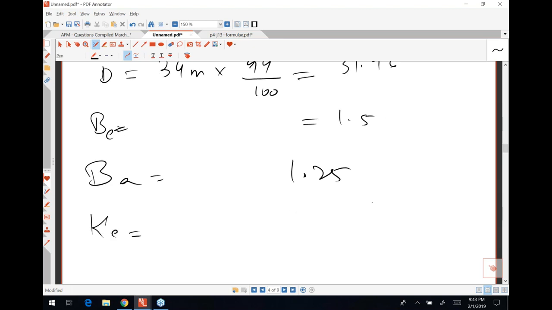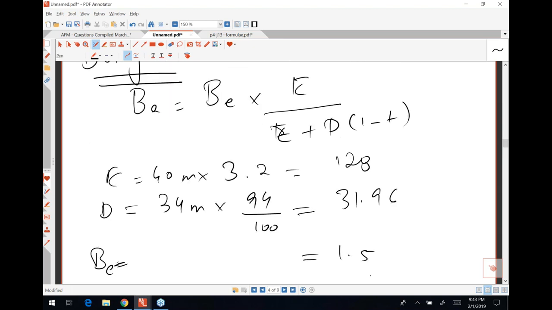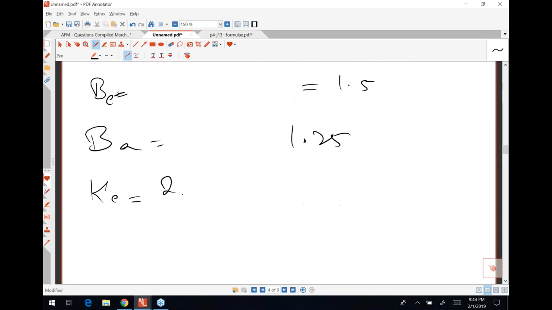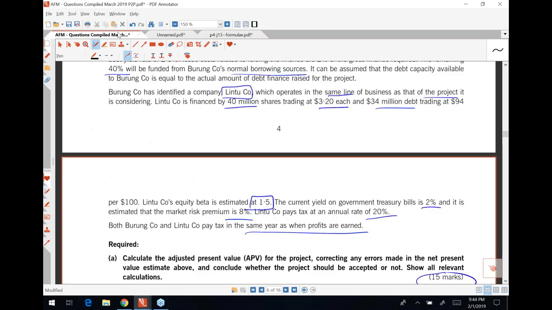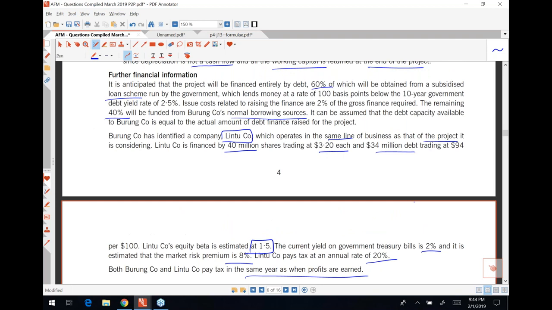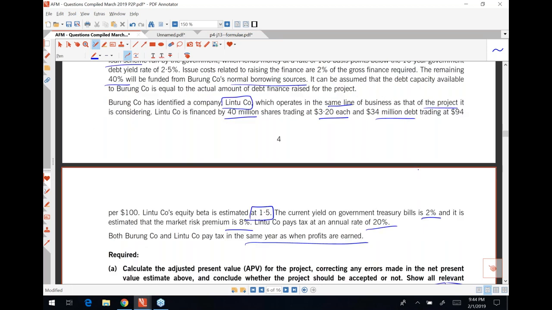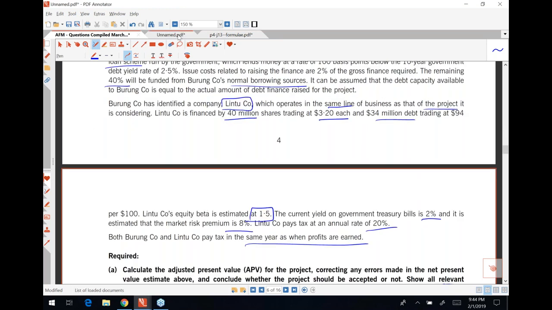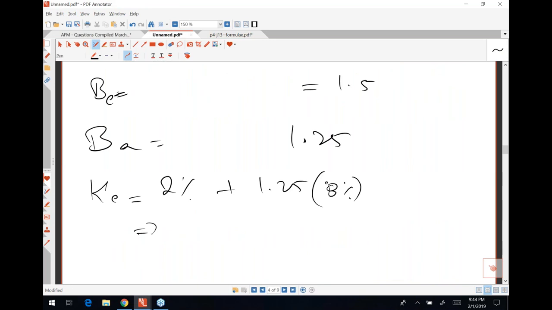The relevant cost of equity is the risk-free rate of return, which is 2%, plus 1.25 multiplied by the market risk premium, which is given as 8%. So how much is the overall KE? It's 12%. So this is the KE to be used.